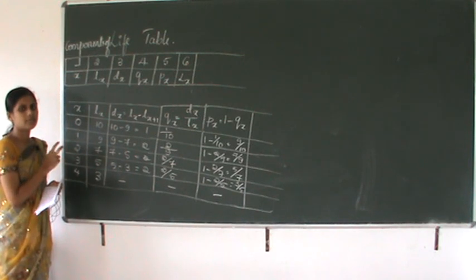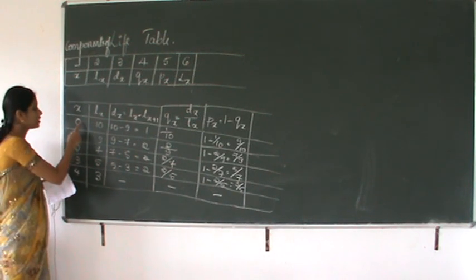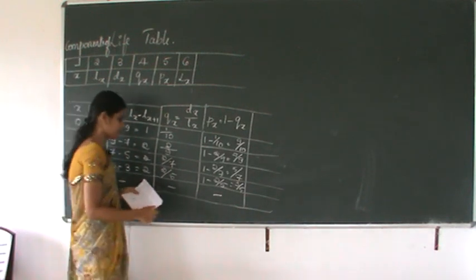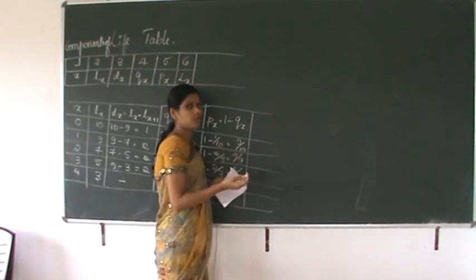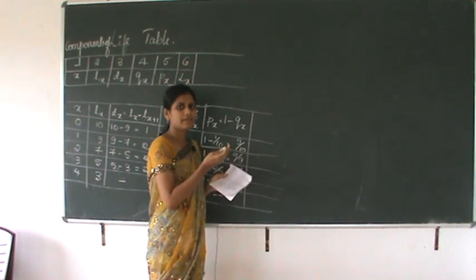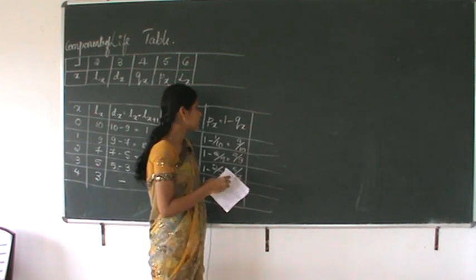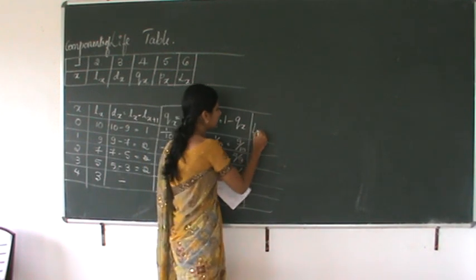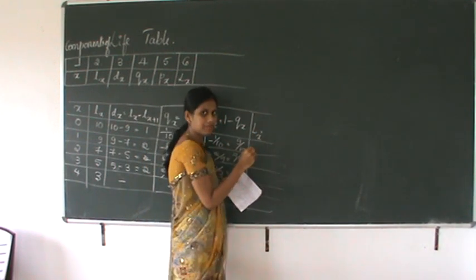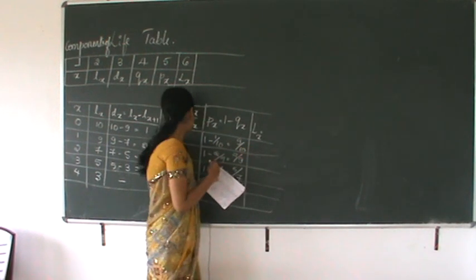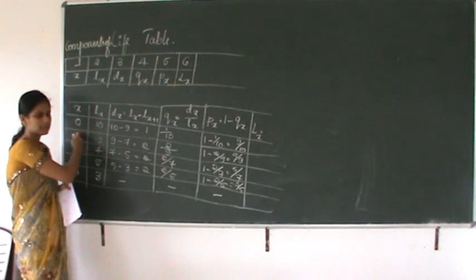What is the average number of persons living between age x and x plus 1? So how to calculate this Lx? Average, you know how to calculate average: first value plus second value divided by 2. That is average. So we are going to find out capital letter Lx, the average number of persons who will live between age x and x plus 1.